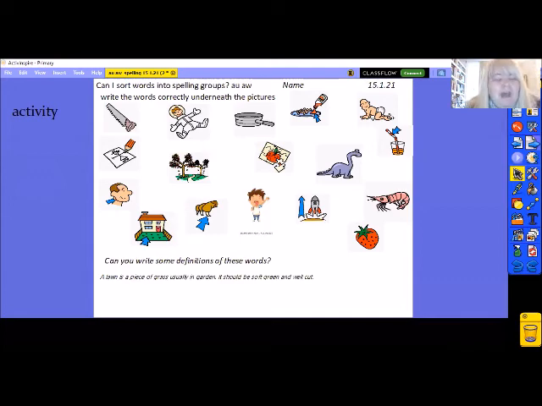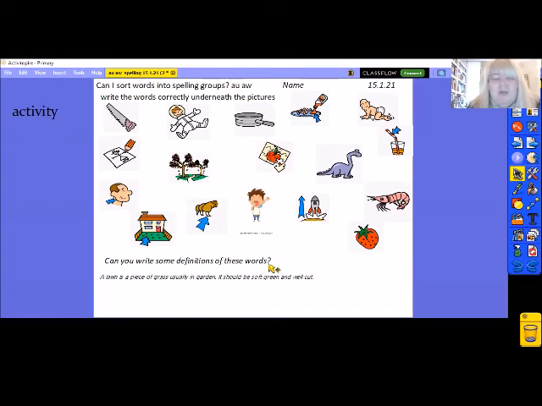Now, do you remember, a definition explains what the word is, and you can choose some of these to write definitions. It's a different way of writing and it's good practice. Remember your punctuation. I've done an example here. Okay, a lawn is a piece of grass, usually in a garden. I've missed out the "in a" there. It should be soft, green and well cut. That is a definition of a lawn.